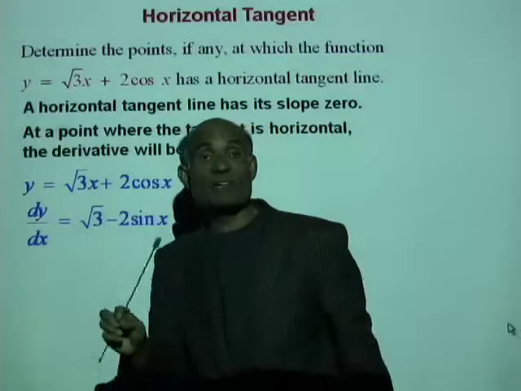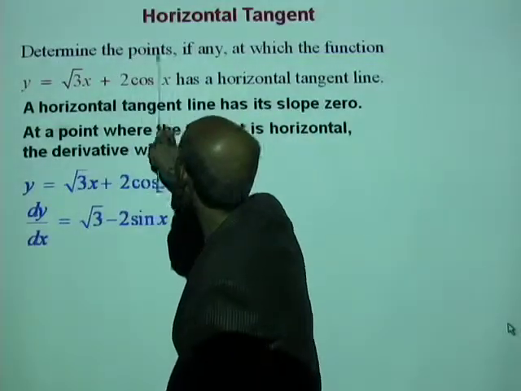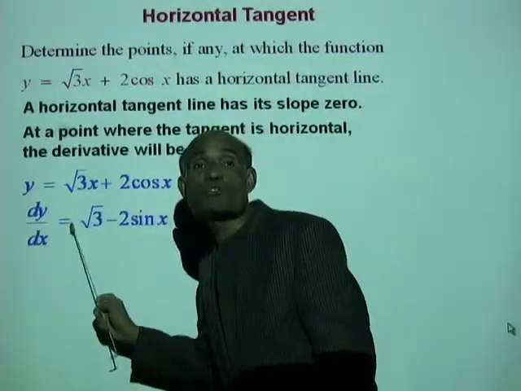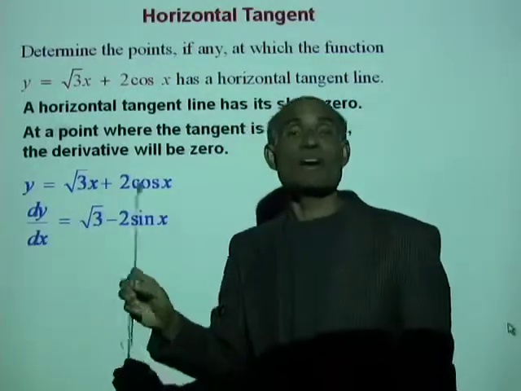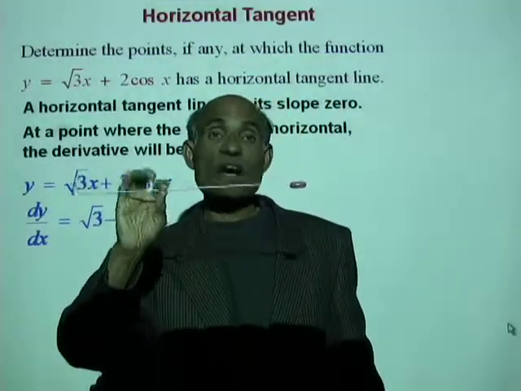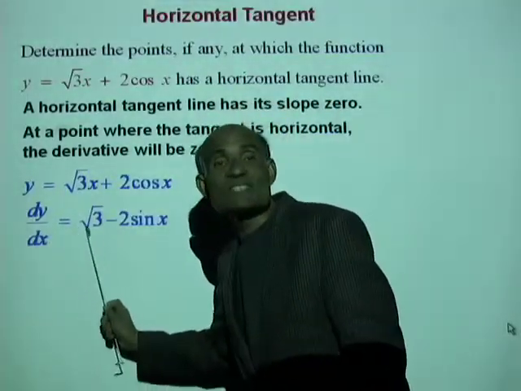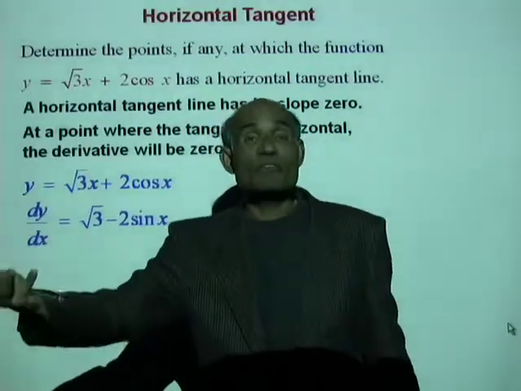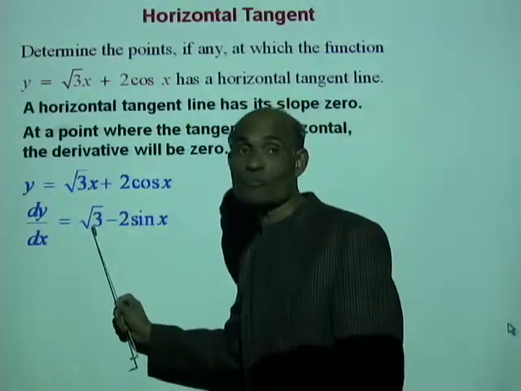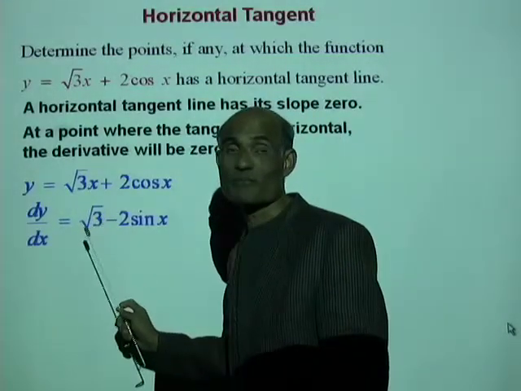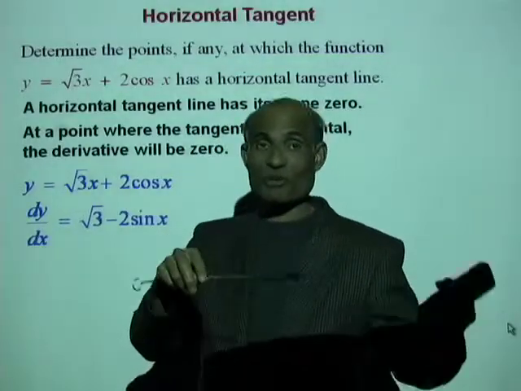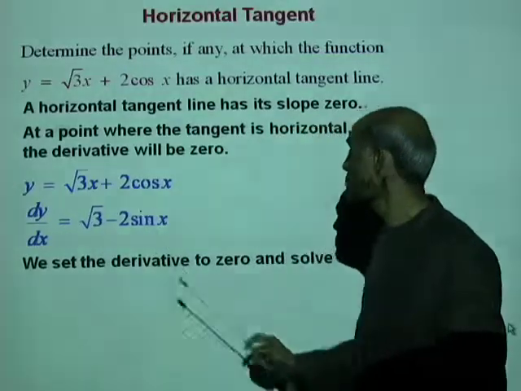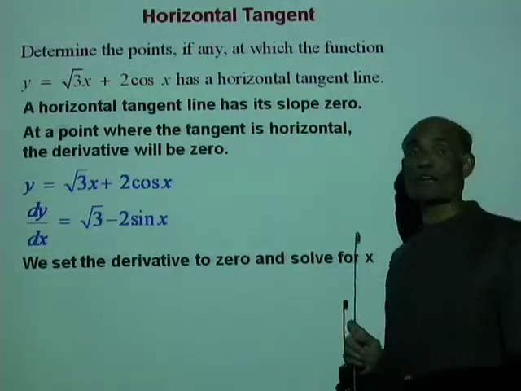Now, we want to find points where you have the horizontal tangent line. We want to find the points where the derivative is 0. At a point where you see a horizontal line, the derivative is 0. So we will set the derivative equal to 0 and solve for x. I hope you know how to solve a trigonometric equation. That's the reason why we do a trigonometry course before coming to calculus. Alright, so we set the derivative to 0 and solve for x.